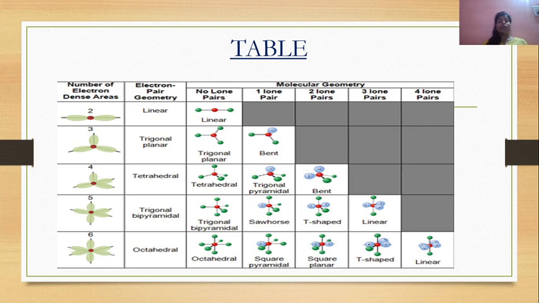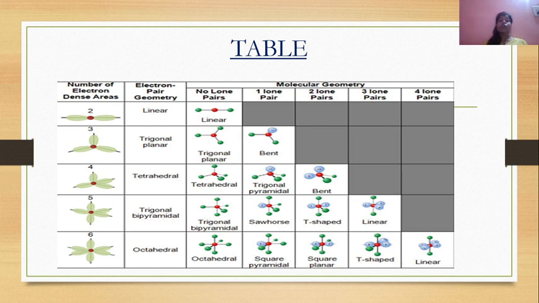And in the last one, as I have already told, if there are six bond pairs around a central metal atom, the molecule acquires octahedral geometry without any lone pair. But if it has one lone pair, it acquires square pyramidal geometry. If it has two lone pairs, it will acquire square planar geometry. If it has three lone pairs, it will acquire T-shaped geometry. And if it has four lone pairs, it will acquire linear geometry.